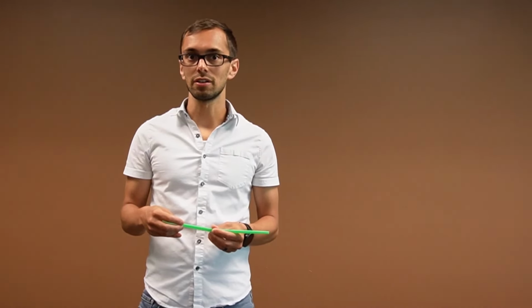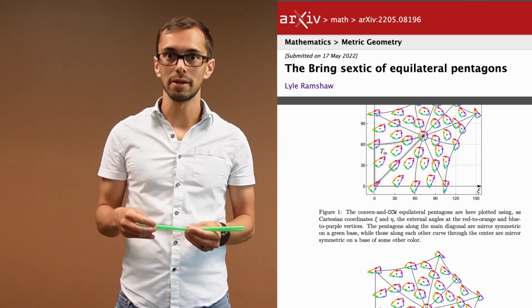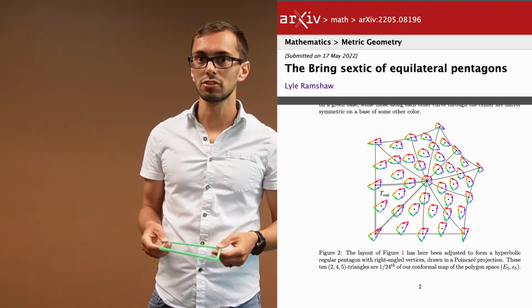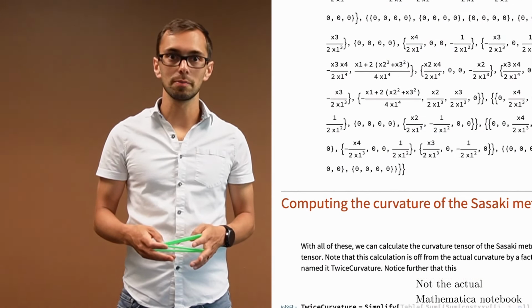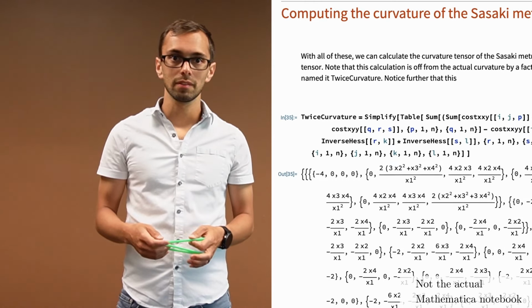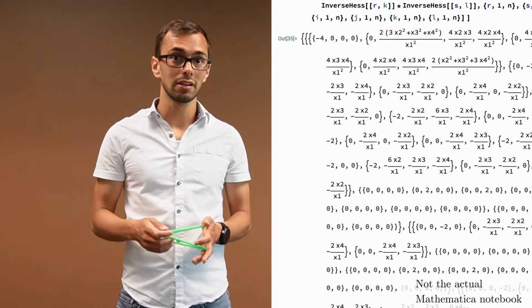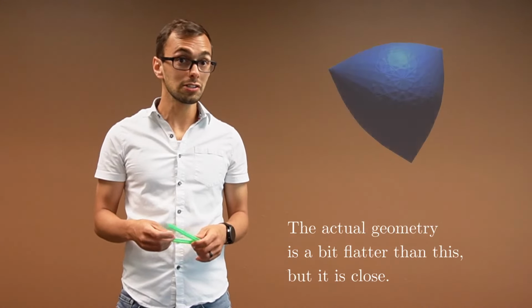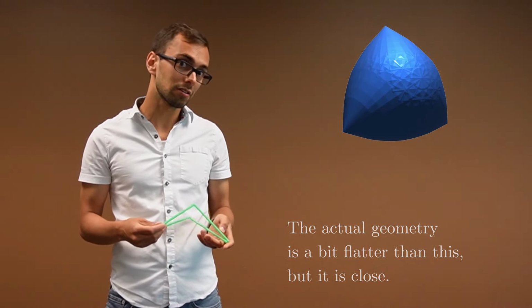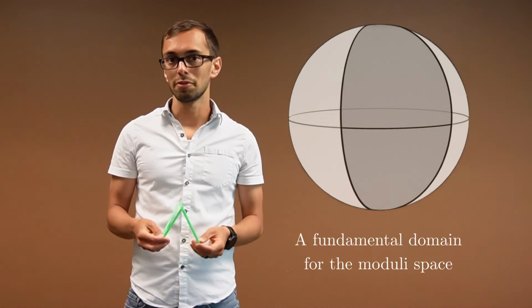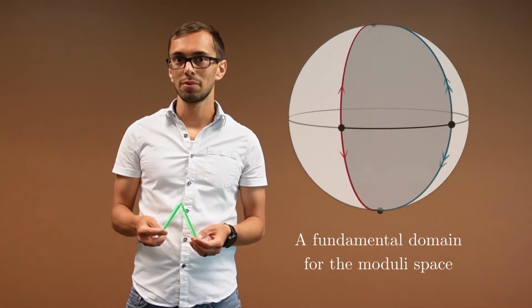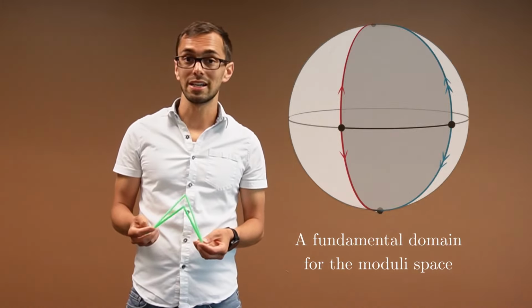About a week after posting the video, I got an email from Lyle Ramshaw, who had just written a paper on equilateral pentagons. He was curious about the structure of the singular points, and we discussed what was needed to better understand their geometry. Within 2 weeks, Lyle had written a formidable Mathematica notebook, which gave an accurate picture for the entire moduli space. And the final answer turned out to be much simpler than I could have ever imagined. It turns out that my original picture is pretty close to what the space actually looks like, but the geometry has some remarkable features which are completely unexpected and really spectacular.